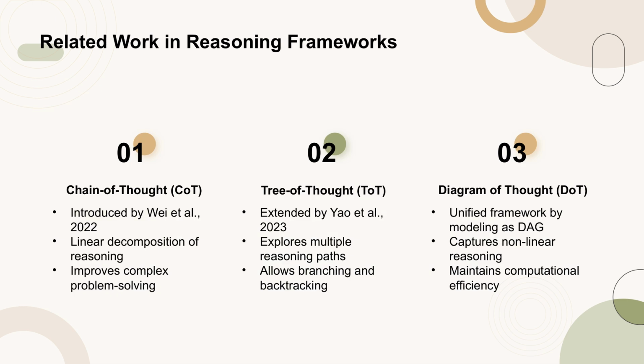In the realm of reasoning frameworks, several approaches have been developed to enhance the capabilities of large language models, LLMs. The chain of thought, CoT, approach, introduced by Wei et al. in 2022, enables LLMs to generate intermediate reasoning steps, making the latent reasoning process explicit and improving performance on complex tasks. However, CoT's linear nature may not fully capture the nonlinear aspects of human reasoning. To address this, Tree of Thought, by Yao et al. in 2023, extends CoT by allowing multiple reasoning paths, accommodating branching and backtracking. While flexible, these approaches can be computationally intensive. Diagram of Thought distinguishes itself by integrating these strengths into a unified framework within a single LLM, modeling reasoning as a directed acyclic graph, DAG, to capture nonlinear and iterative reasoning while maintaining computational efficiency.